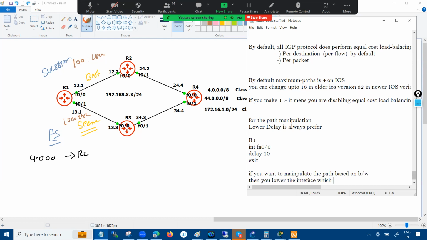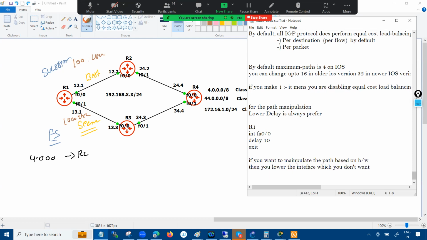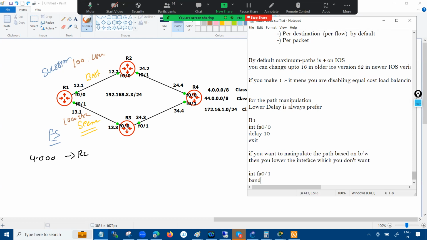Which you don't want. So interface 0/1 as without data 1.